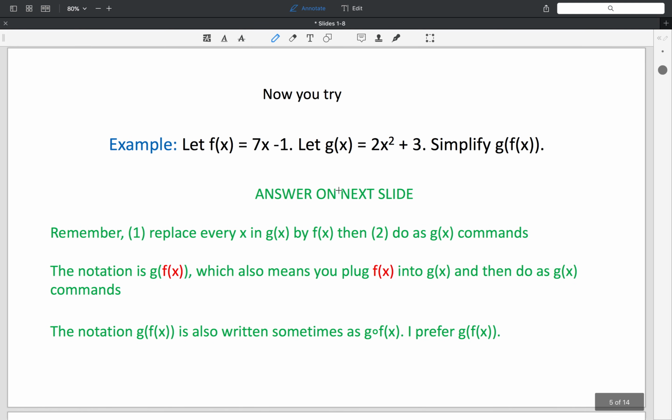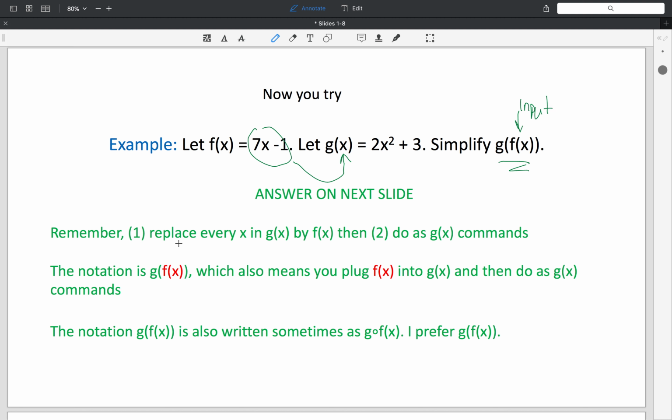So we have f of x equals 7x minus 1, and g of x equals 2x plus 3, and we're going to use this as the input of g of x. That's what this tells us. This is my input right here, f of x.